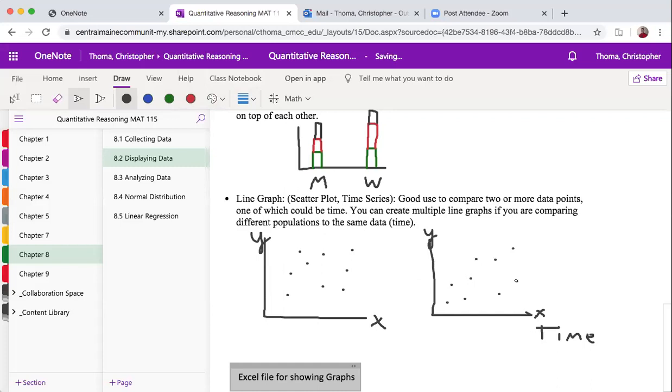Now, what these graphs are really good at showing us is if there's some kind of relationship, right? So at this one, as x increases, the plots are really all over the place, so it doesn't look like there's any kind of relationship there. Versus this one, as x increases, y seems to be going up. So there is kind of a relationship.